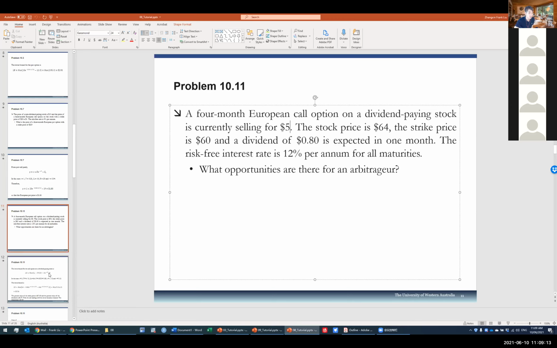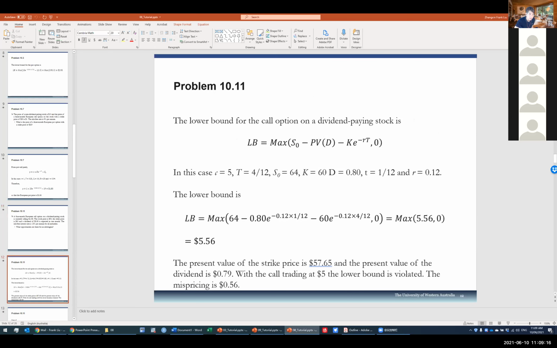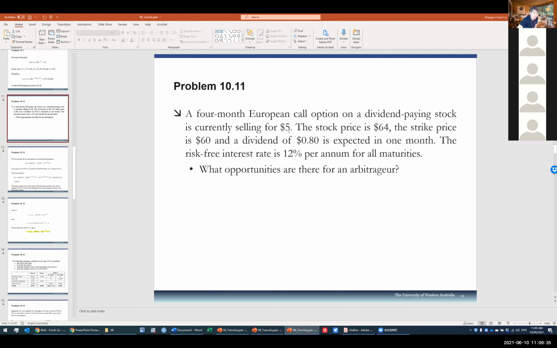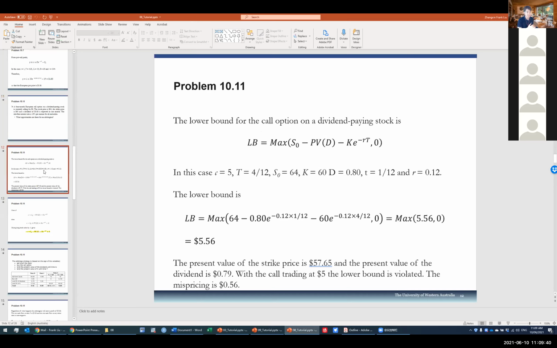And what's the lower boundary? The lower boundary is this: stock price today, minus present value of dividends, minus Ke^(-rT), or zero. What exactly you need to do over here is put all the numbers in. You get a lower boundary of 5.56. And then your option here is $5. That means there's a bit of mispricing here. And how do you work out which way to go? The lower boundary tells you that the call option should be at least $5.56.